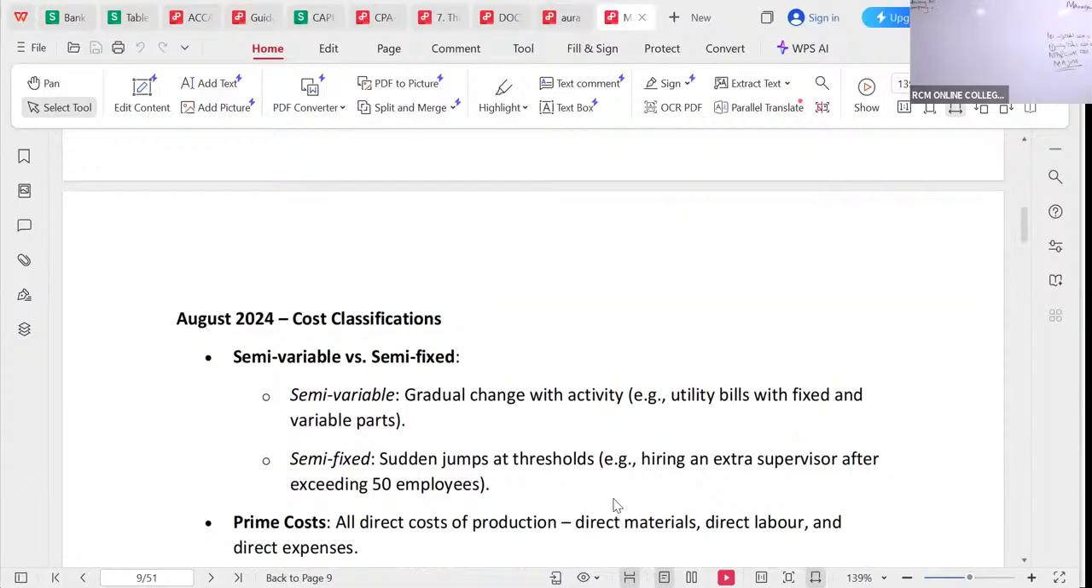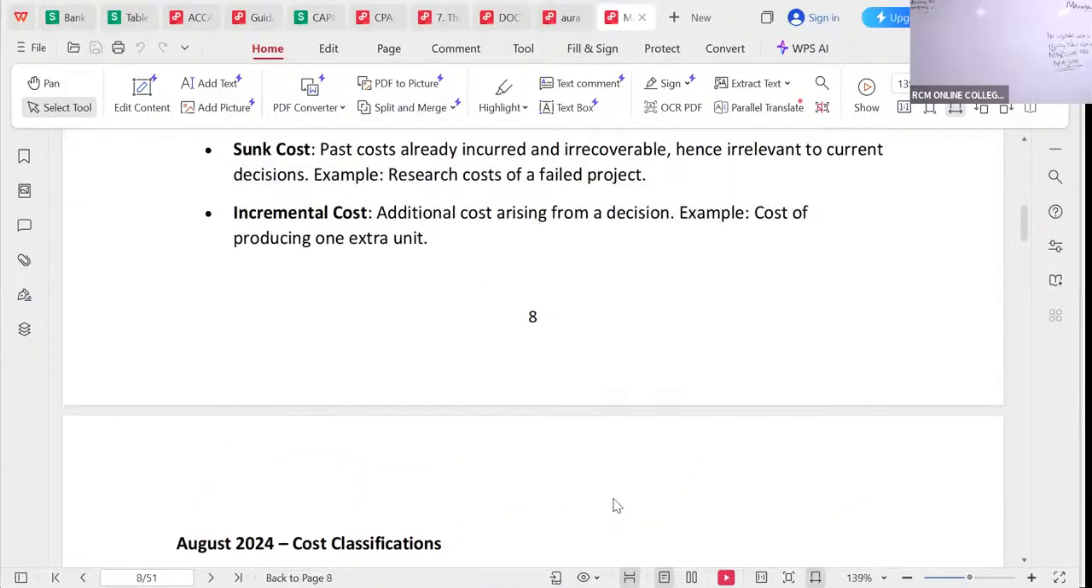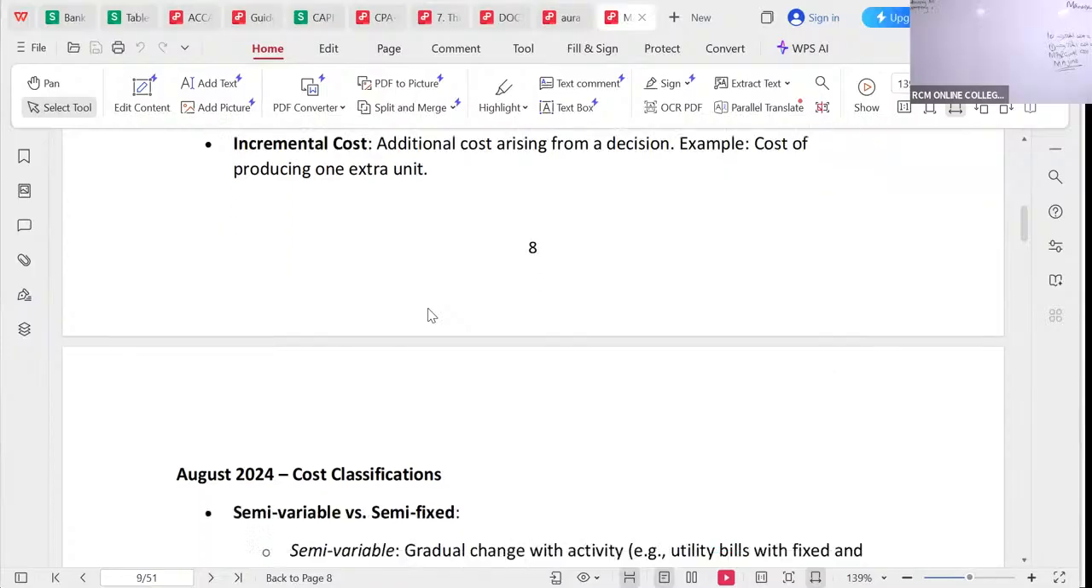So that is an incremental cost, additional cost arising from a decision. Example, the cost of producing one extra unit. Let us go to the next one, August 2024, cost classifications.